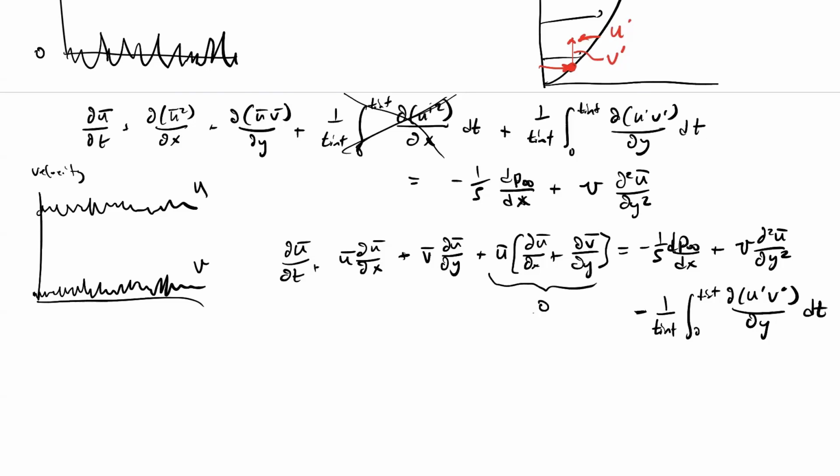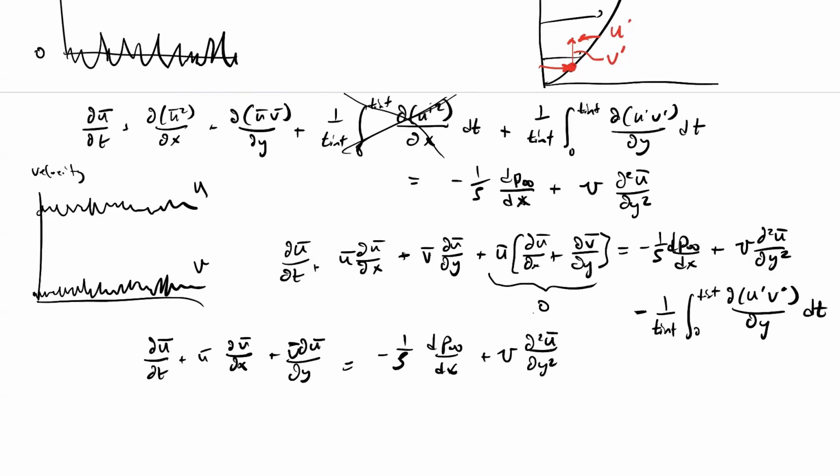And then we make this observation again that this here is zero by continuity. Okay, so we have that now. We can rewrite in terms of the thing you're going to actually see in the textbooks, which is this. One last time we're writing it: d u bar dt plus u bar d u bar dx plus v bar d u bar dy is equal to minus 1 over rho dp infinity dx plus nu d squared u bar dy squared plus our integral here, which is minus 1 over t int integral 0 to t int d u prime v prime dy dt.